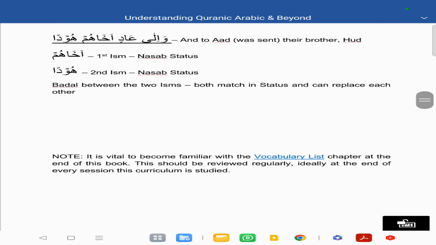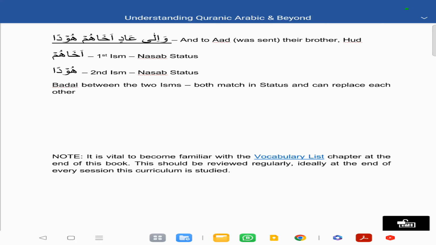Another example: wa ila Adin akhahum Hudan. And so this means, "and to Ad was sent their brother Hud." So akhahum is the first ism and is in nasab status. And you know it's in nasab status because of the word akha. If you remember, it's one of those special mudafs that you recognize what status it is in by the letter. So the alif at the end of akha gives it away that it's in nasab status.